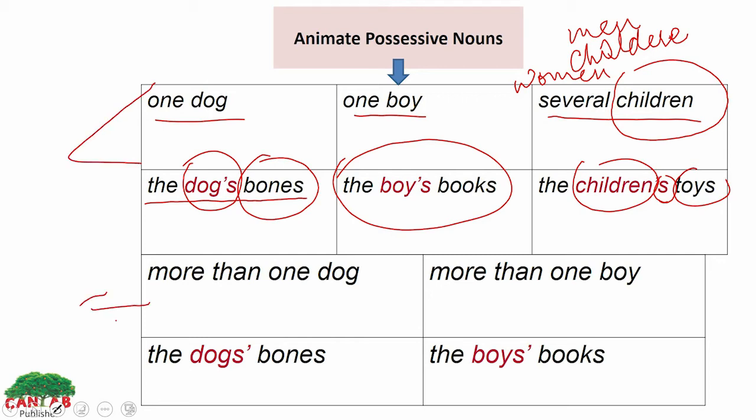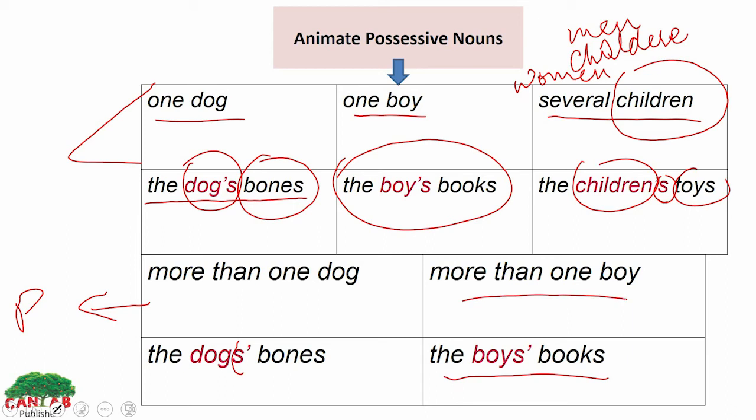Now look at these. These are the plural ones. The plural animate possessive nouns. If the dog is more than one and the boy is more than one boy, so here the plural form of dogs is ending with s here, so we will put an apostrophe after that. The dogs' bone, the boys' book here.